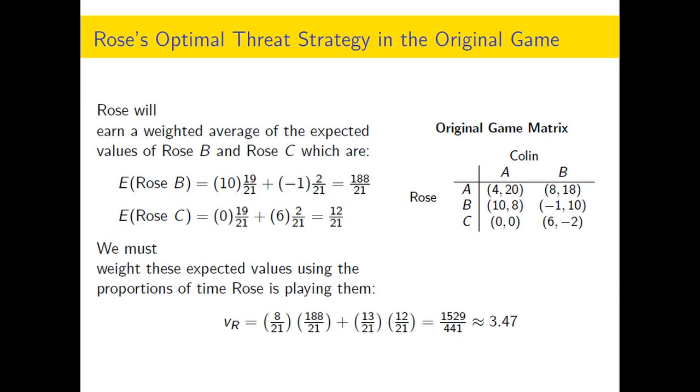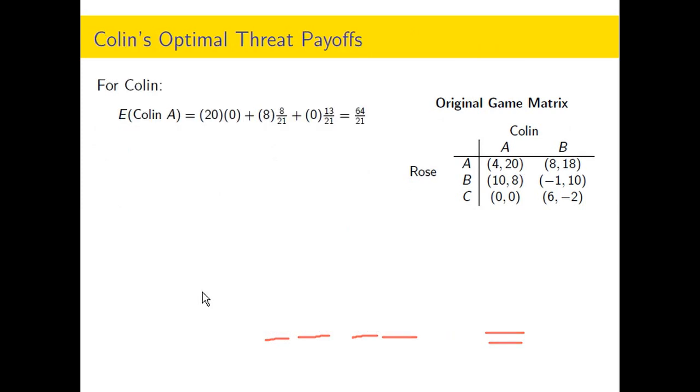So Rose plays B 8/21 of the time, and when she does, she gets this value, and 13/21 of the time, she gets this value. Calculating that weighted average, we find out she gets a little less than 3.5. Now remember, she got 5.6 as her Nash equilibrium and as her security level. So Colin has a strong ability to threaten Rose. Let's do the same calculations for Colin. This is just the expected value of A with him getting 20 and 8 and 0 in the right proportions, right? Rose never plays strategy A.